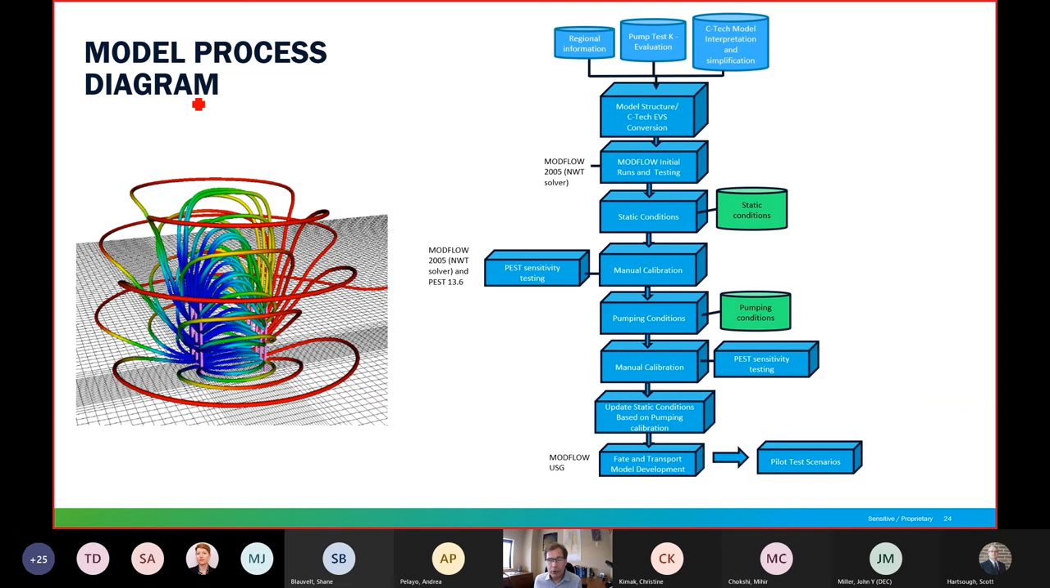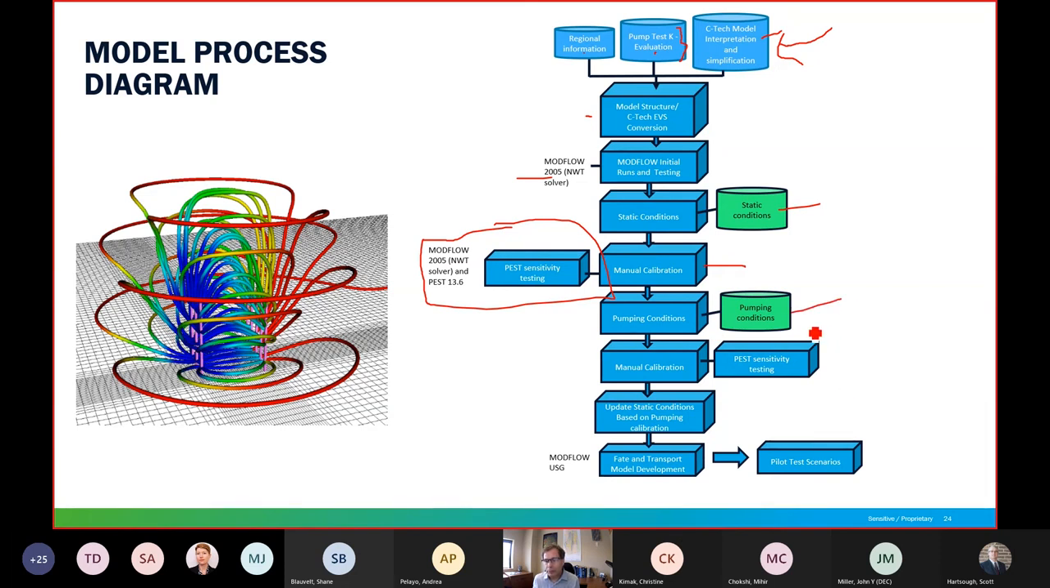Here's a site-specific example of a process diagram, in which we start to bring in field data through different types of information: regional, classical groundwater modeling or groundwater testing in terms of aquifer tests and hydraulic connectivity evaluation. And then we might have some three-dimensional modeling that we can bring in. We develop the model structure. We start out with initial runs and testing. We hopefully have a nice static conditions data set to compare to in calibration. We continue calibration with what is typically done for us with PEST, which is a parameter estimation tool. And that helps us with running the model hundreds of times to produce good sound calibration.